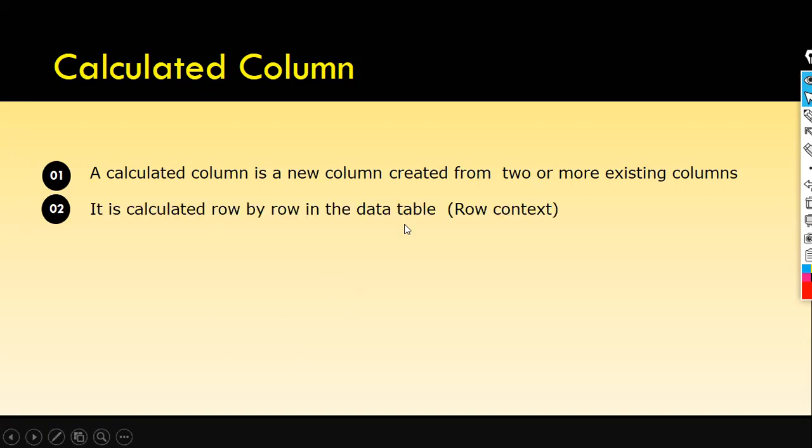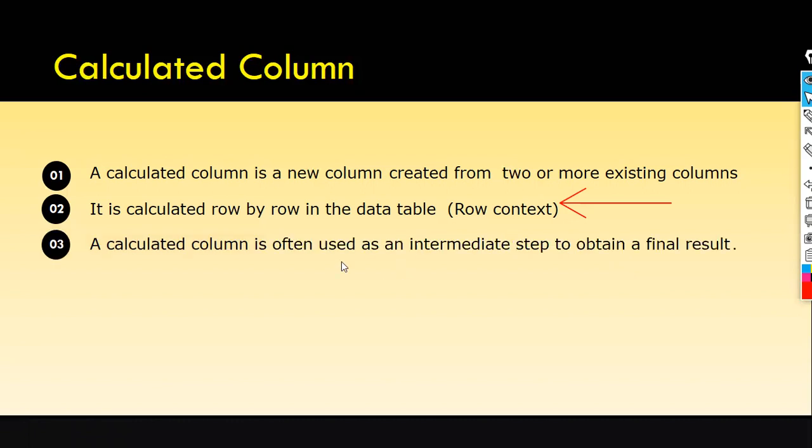Row by row, so you remember that we use a fancy term called row context. In DAX, they use two fancy terms, row context and filter context, and most people get confused here. If you create any calculated column, it is evaluated row by row, hence it is called row context. That's all.